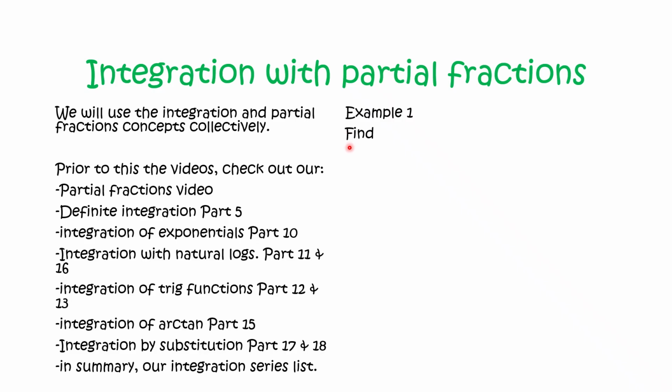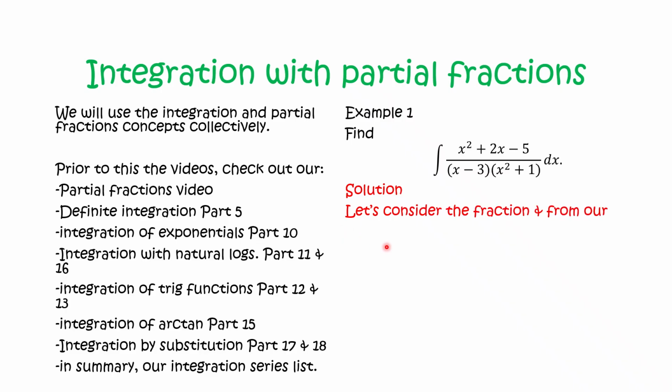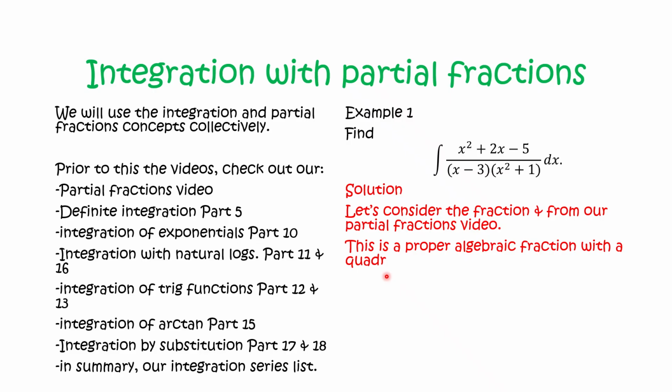Great, so now let's look at example 1. Find the integral of x squared plus 2x minus 5 divided by x minus 3 times x squared plus 1 dx. So the solution. Let's consider the fraction inside the integral, and recall from our partial fractions video, this is a proper algebraic fraction with a quadratic factor that cannot be factorized.